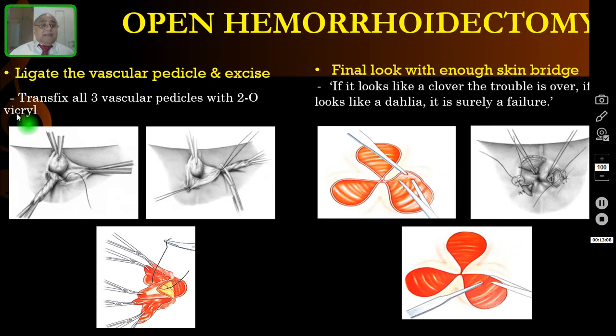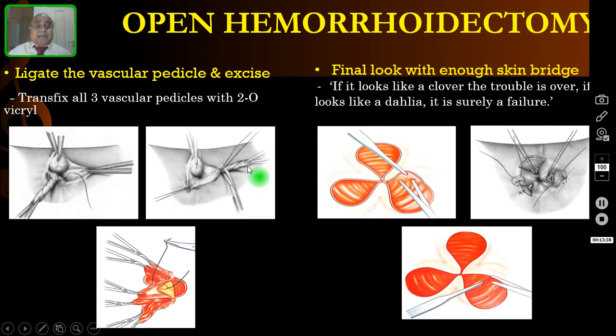So the next step is you have to put a transfixation suture over all the 3 vascular pedicles with either 2-0 Vicryl or 3-0 Vicryl, you can use. You can do a transfixation suture, but the knot should go inside the lumen here. So after putting this transfixation suture, you can cut off this redundant part of the hemorrhoidal plexus, you can cut it with the scissors.